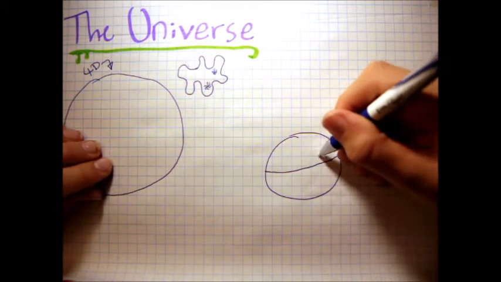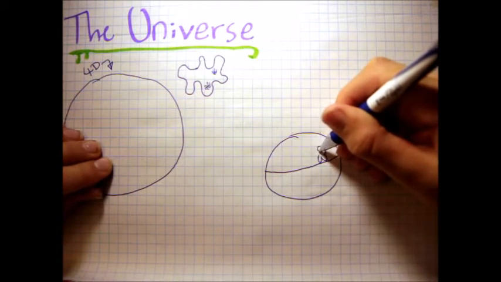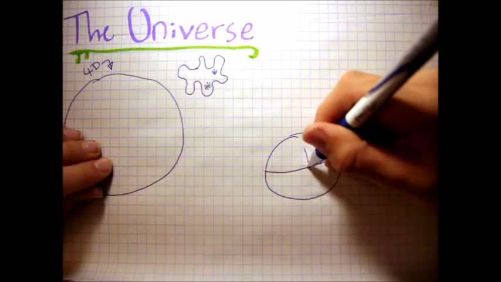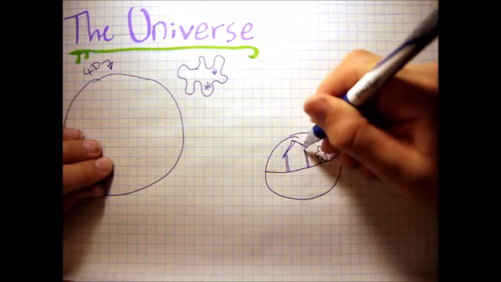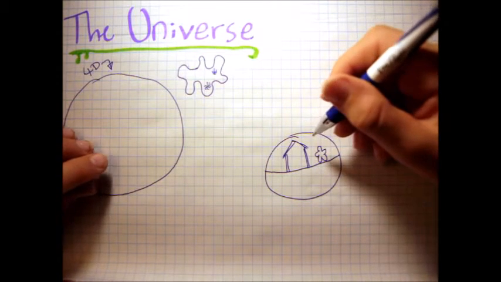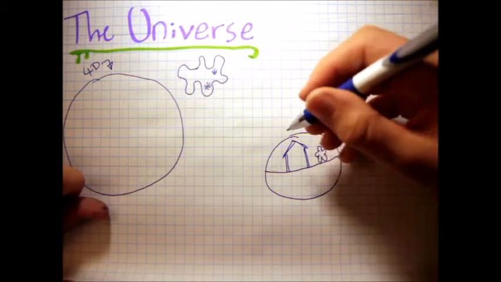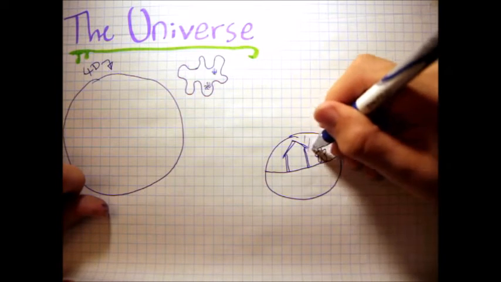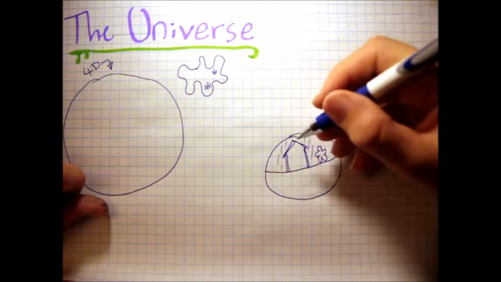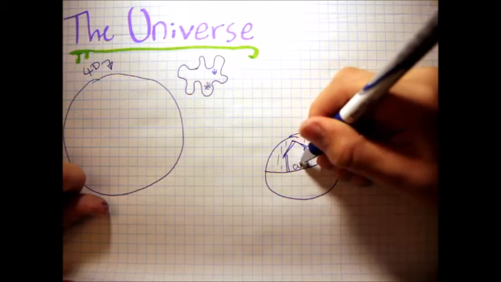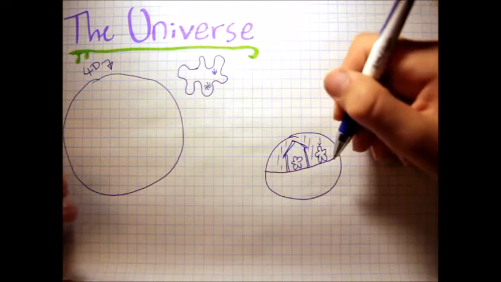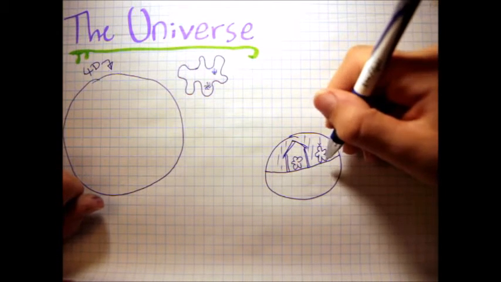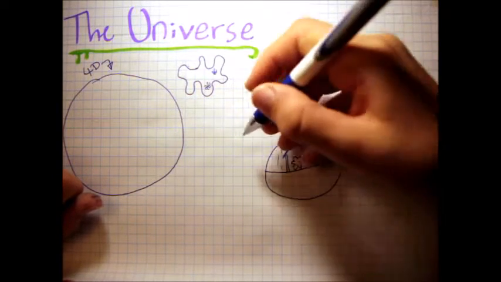It has 2D people living on the surface of it. Flat people. They have a house. It only has 2 walls, but that's okay because things can't get in the third dimension because they're only 2D. There is their 3D universe. They're very happy and content.